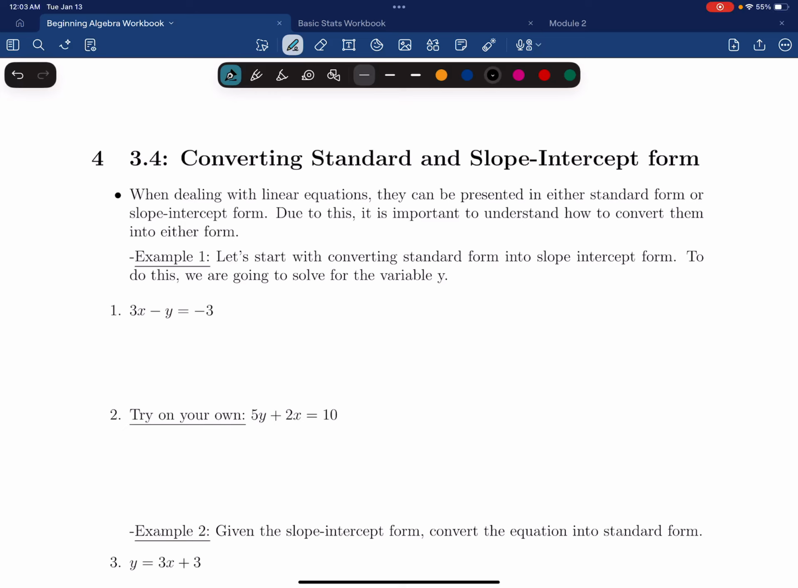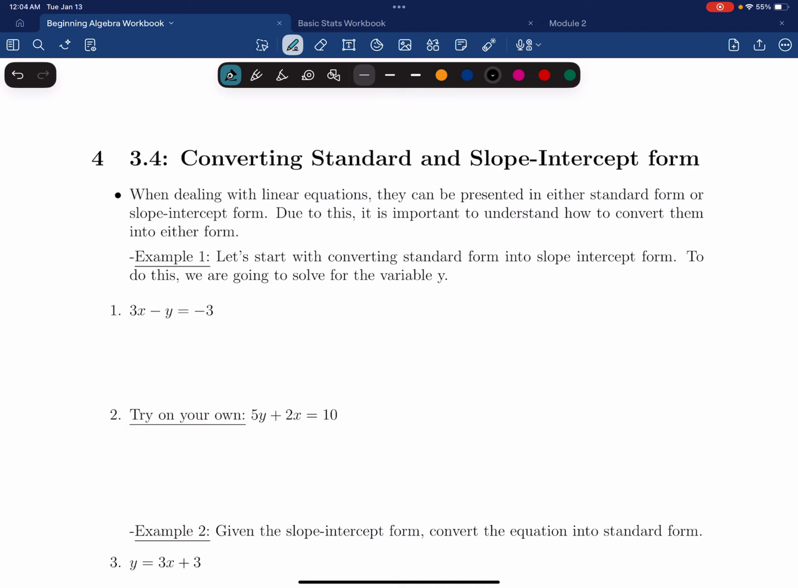When dealing with linear equations, they can be presented in either standard form, what we've seen in the last section, or slope-intercept form. Due to this, it's important to understand how to convert to either form. So let's first take a look at how to convert standard form into slope-intercept form.